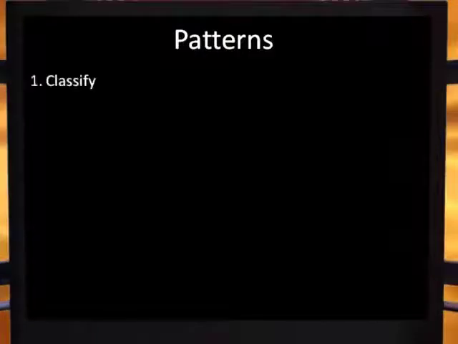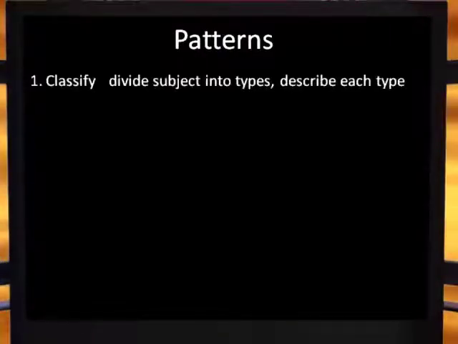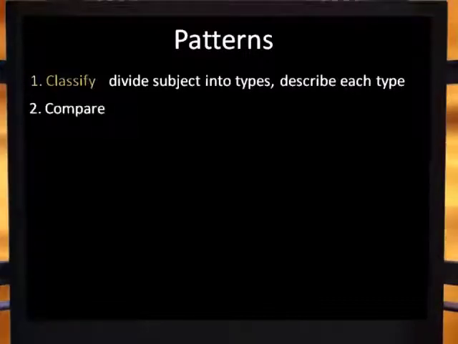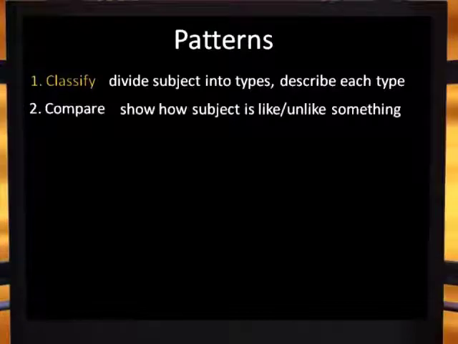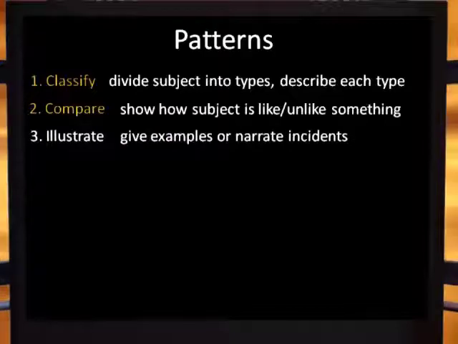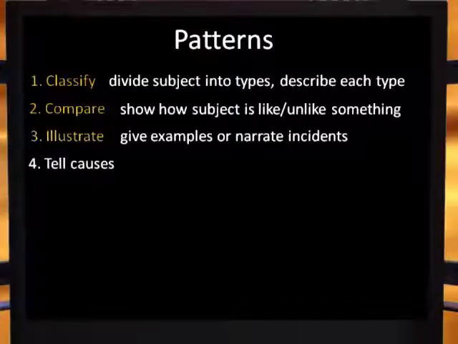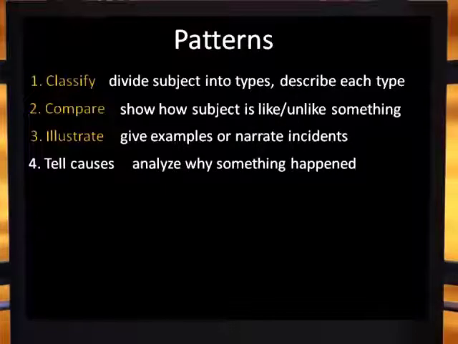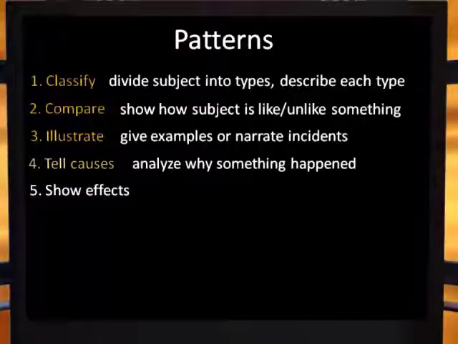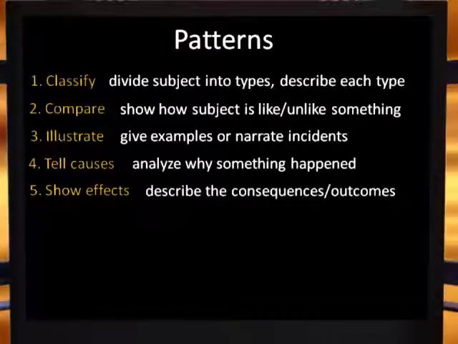You can classify. This is where you divide the subject into types or parts and then describe each type. You can compare. You show how the subject is like or unlike something else. You can illustrate. You tell about incidents and examples that clarify and round out your term. You can analyze origins and causes. Where did the subject come from? What caused it to happen? Or you can show results and uses. Here you describe the consequences and uses of the subject.